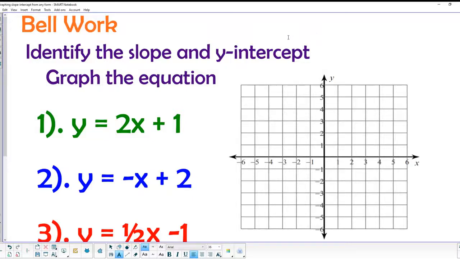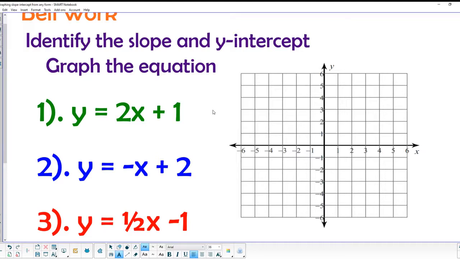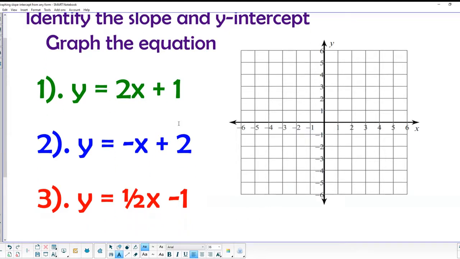Interesting and exciting things to look at today. First of all, let's review a couple of the things that we've been talking about. So first of all, let's identify the slope and the y-intercept and then graph these equations.